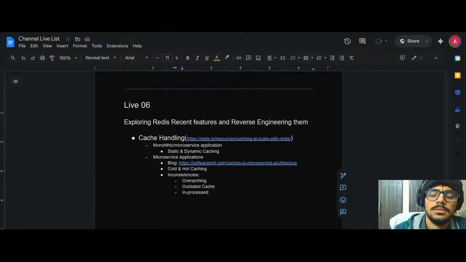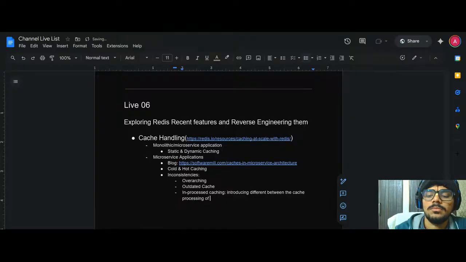In-process caching introduces a gap, or a difference, between the cache processing of new and known cache types.